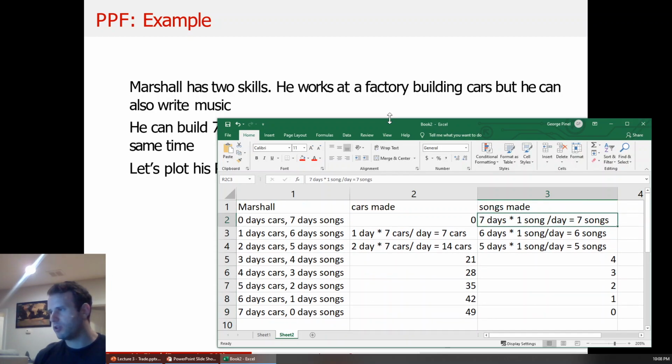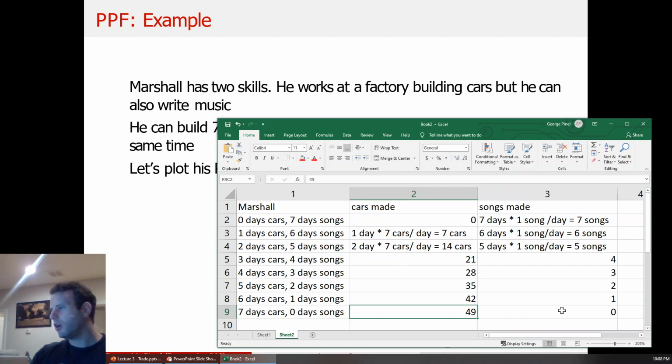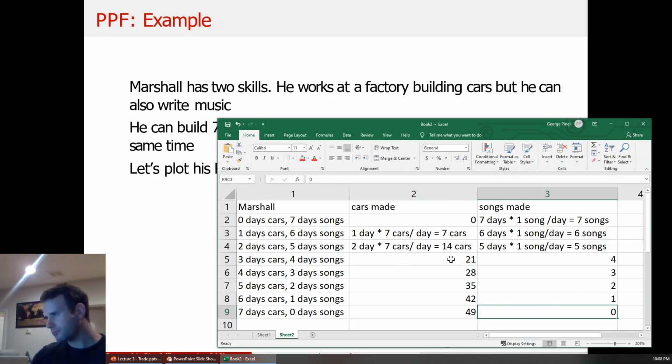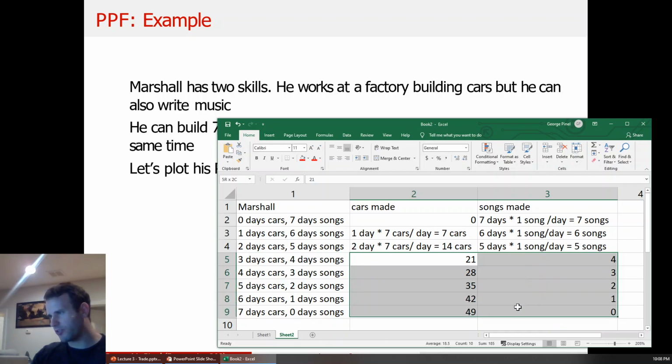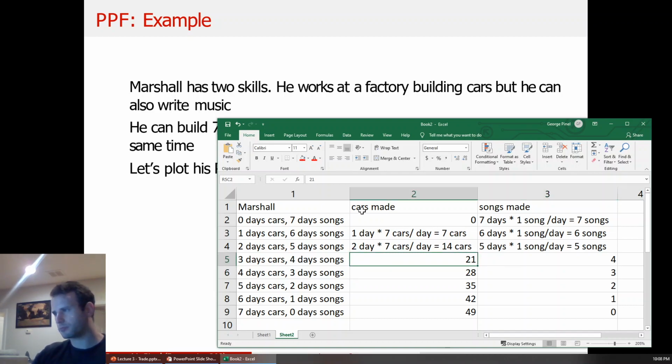Okay. So if Marshall spends all of his days making songs, he makes 0 cars, 7 songs. If he spends all of his time making cars, right, he makes 49 cars at a rate of 7 cars per day, and 0 songs. And here are the other combinations of songs and cars he can make. So if he spends 4 days making cars at 7 cars per day, he makes 28 cars. And if he's making 28 cars, he's only making 3 songs.